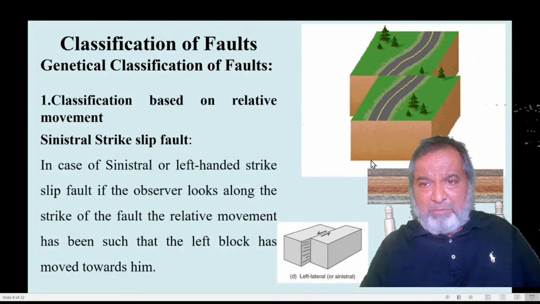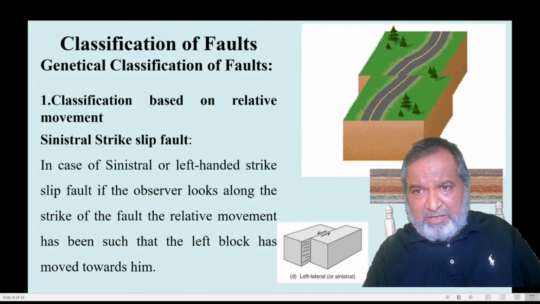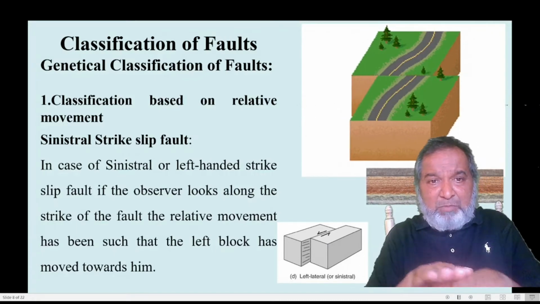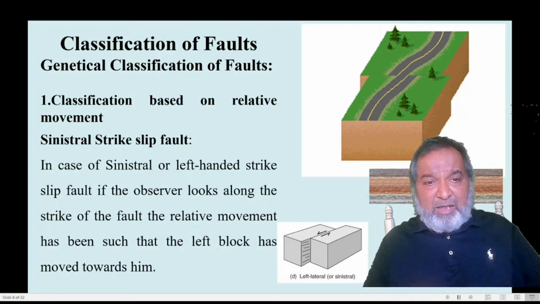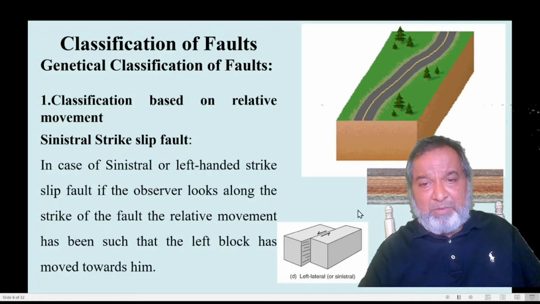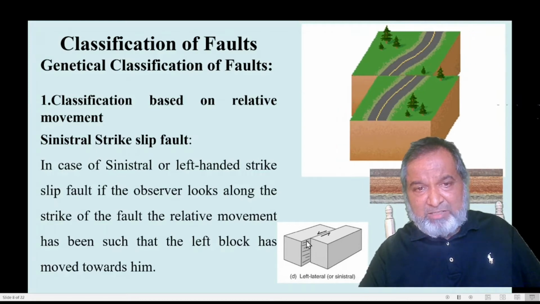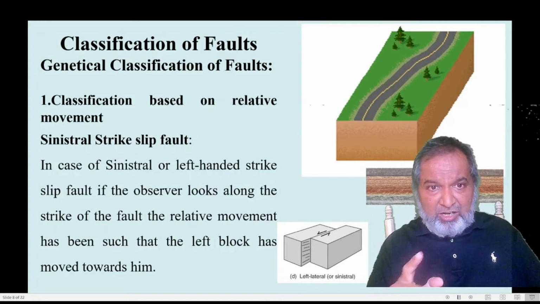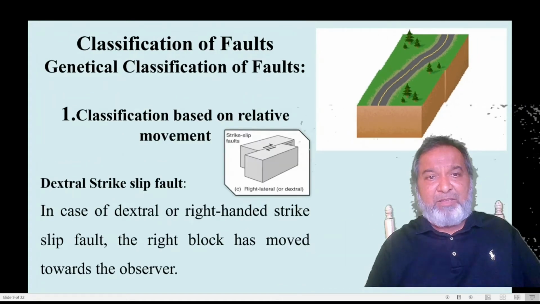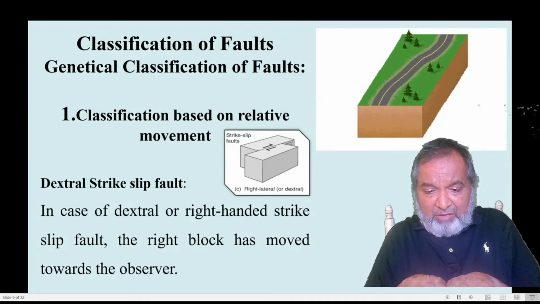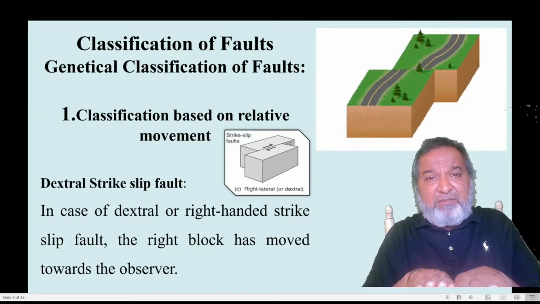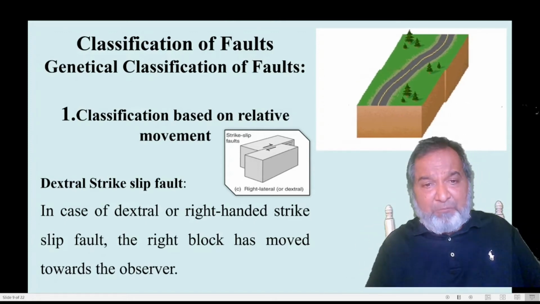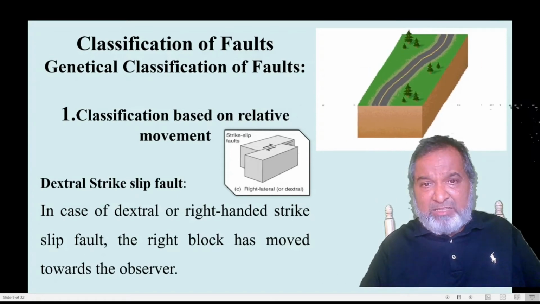I could not get this one, but this is the exact diagram, the left hand block coming forward. So the relative displacement has taken place and the left block comes forward. You can see the displacement that has taken place here will be called a sinistral strike slip fault. Come to the next one. Instead of this one, now the right hand block comes forward. When the right hand block comes forward, then it is called a dextral strike slip fault.